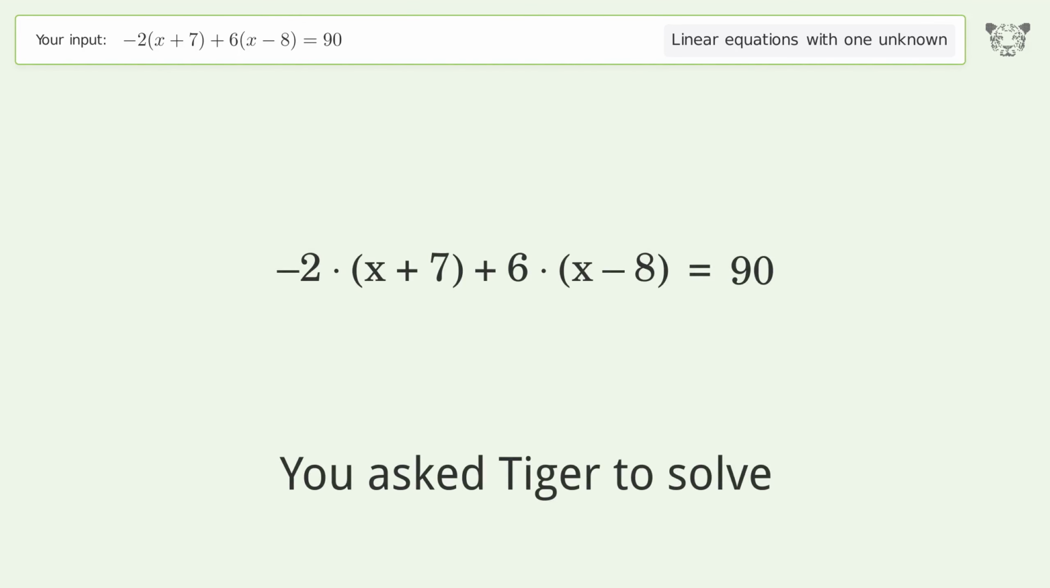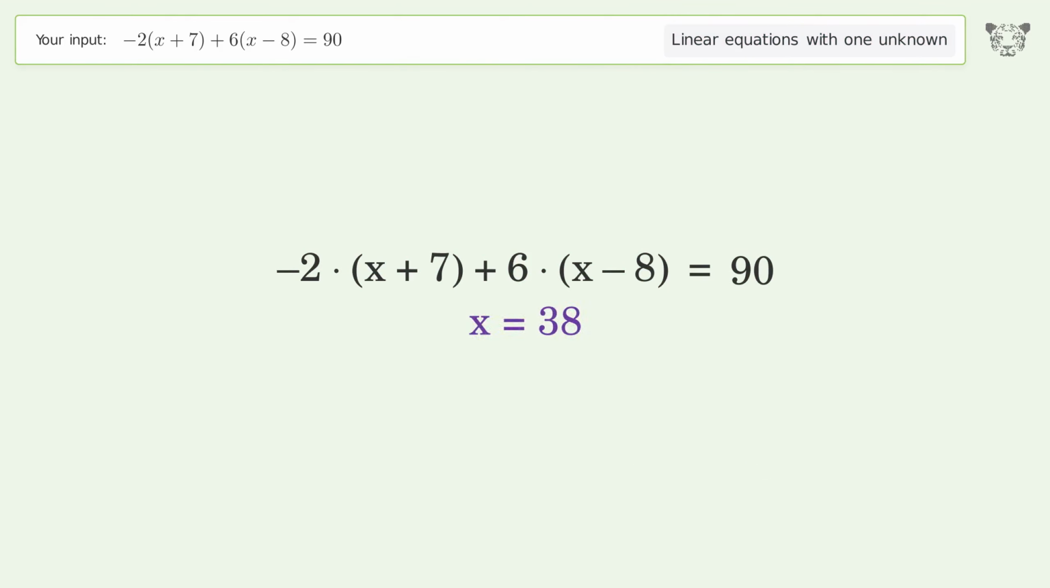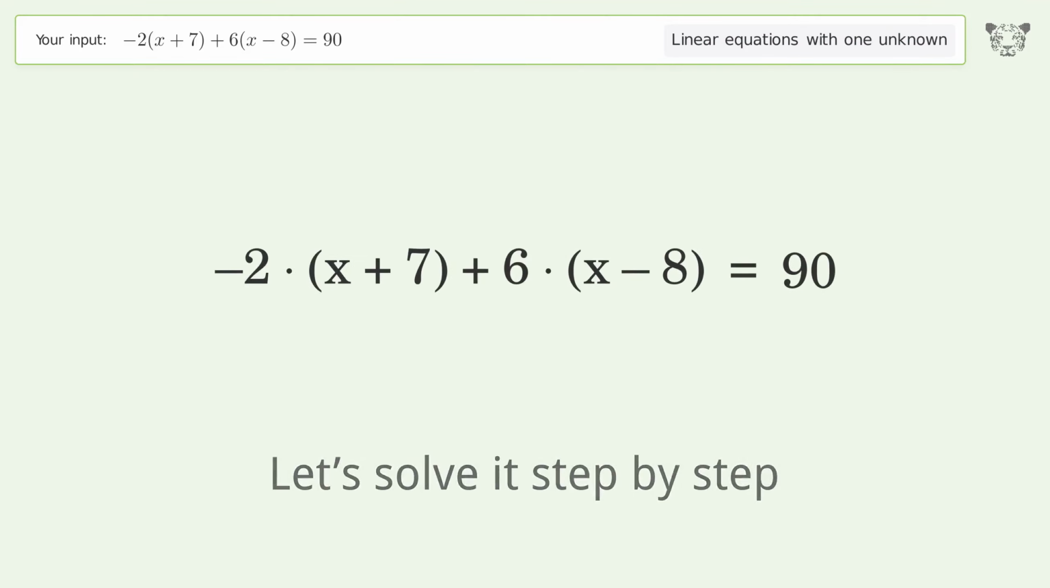You ask Tiger to solve this. This deals with linear equations with one unknown. The final result is x equals 38. Let's solve it step by step.